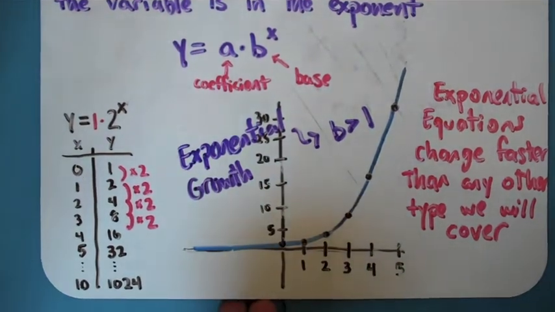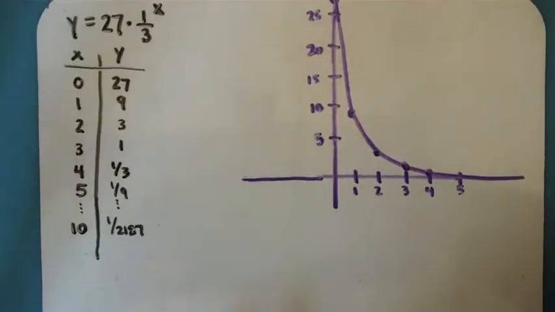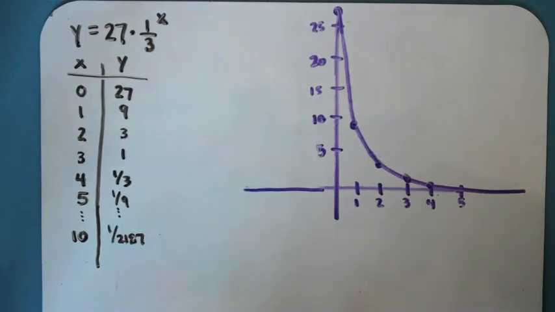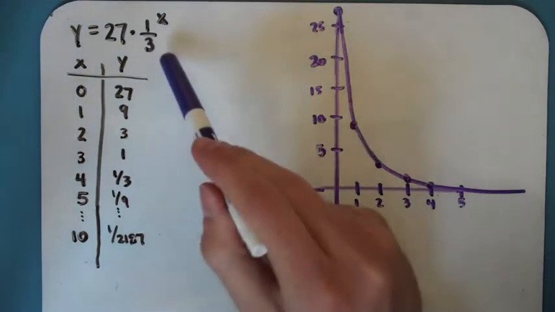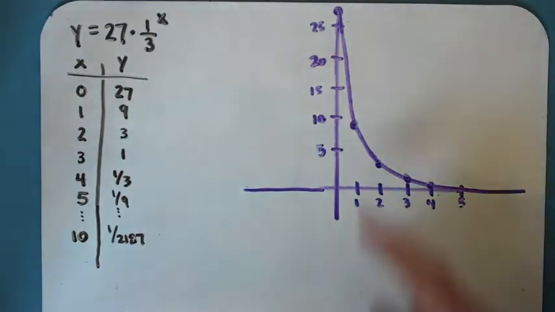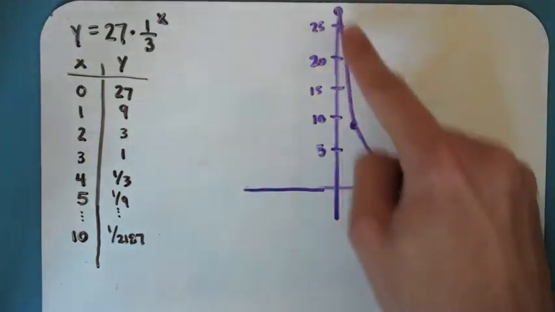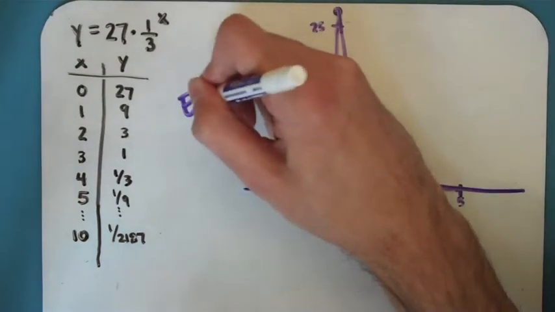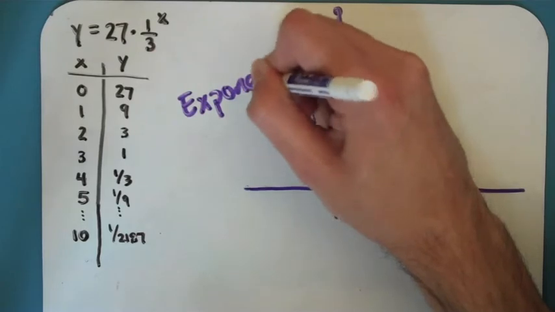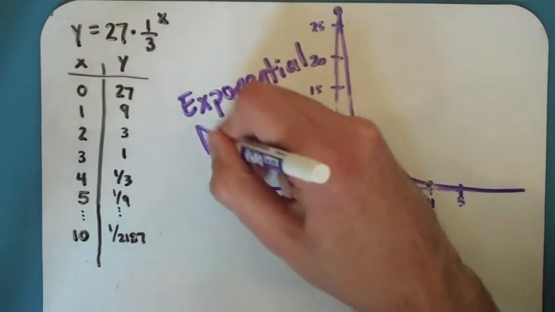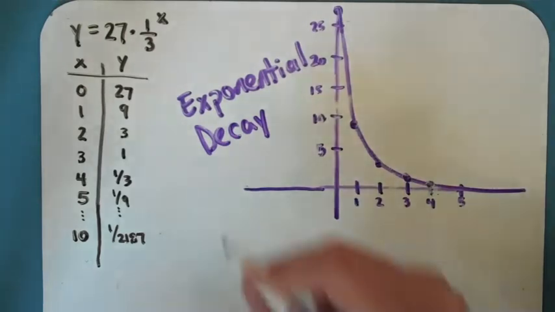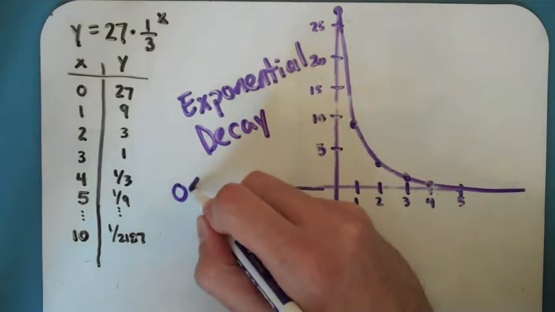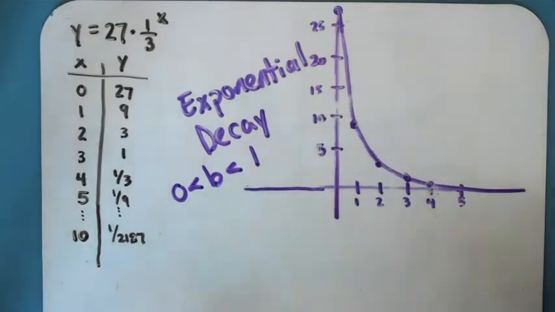We're going to look at a second example. So in this example, we have 27 times 1/3 to the x power. This time our b is a fraction between 0 and 1. And as a result, when we actually graph this, you can see I plugged in some points right here. Our graph is going downwards as we go along. This is an example of exponential decay. Those two vocab words will be important, being able to keep them straight. It's exponential decay because b is between 0 and 1. In other words, b is a fraction, a decimal between 0 and 1.